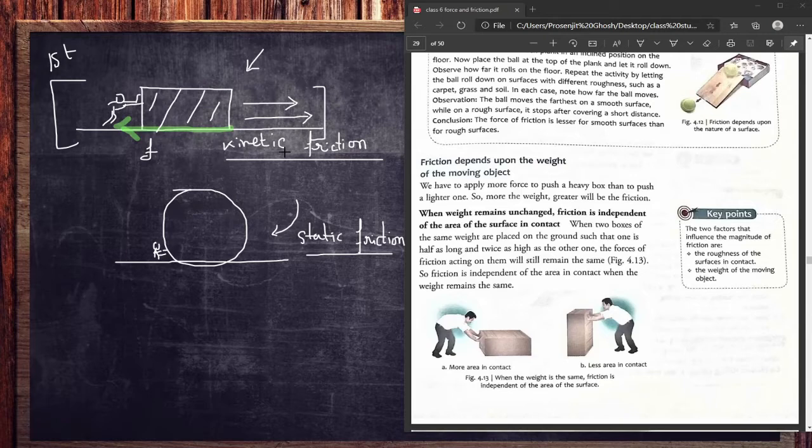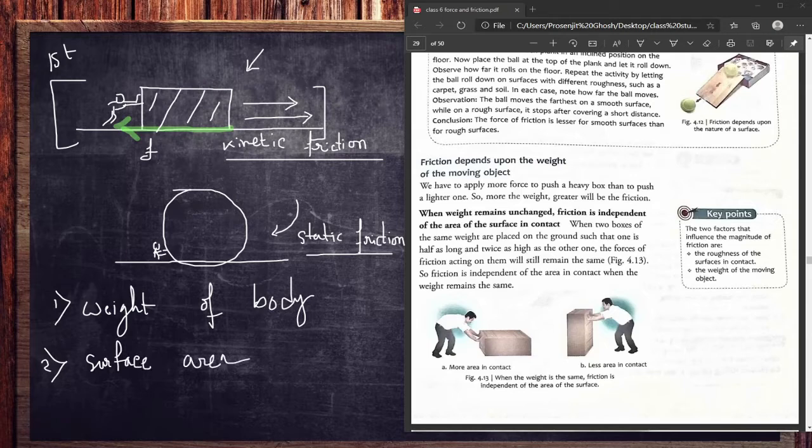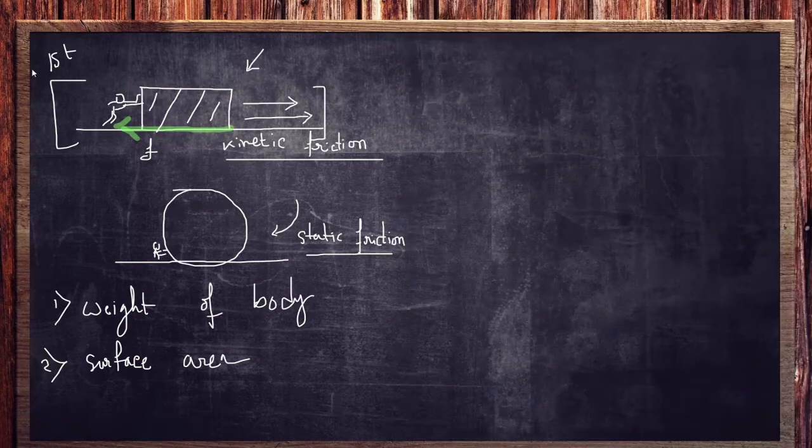Alright, so we got the idea about the types of friction. There are also many other types of friction. We will discuss that later, but now we will talk about the dependency of friction. There are two dependencies of friction. First, weight of the body. Second, the surface area touching the surface. So I will write it as surface area. Let me hide this one first. After that, I will explain.